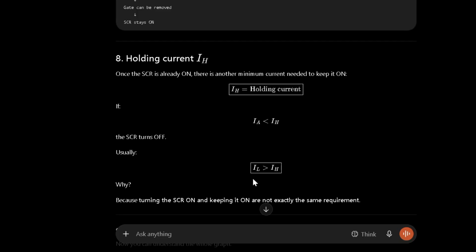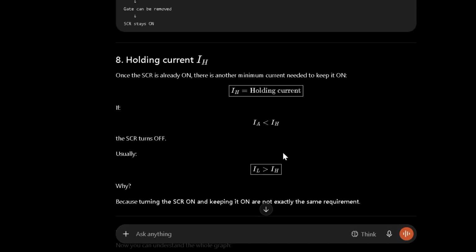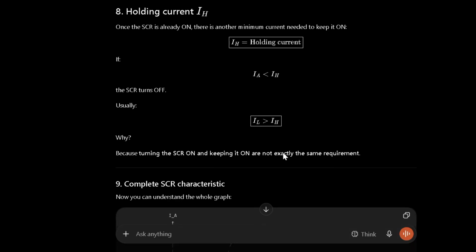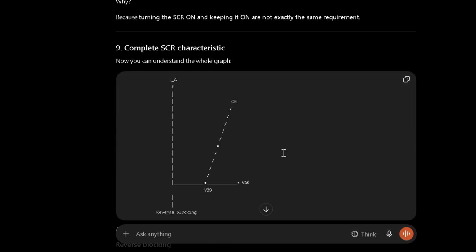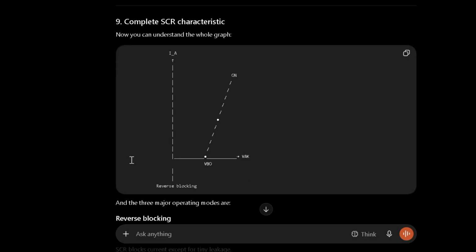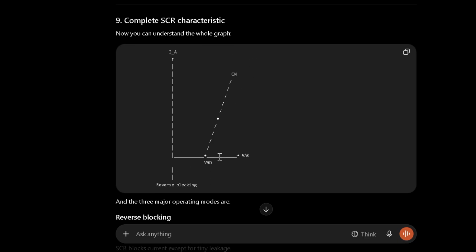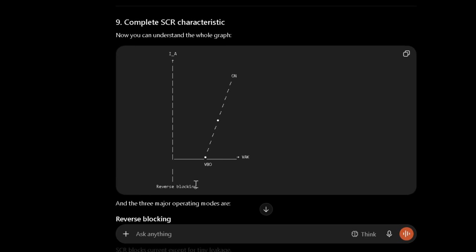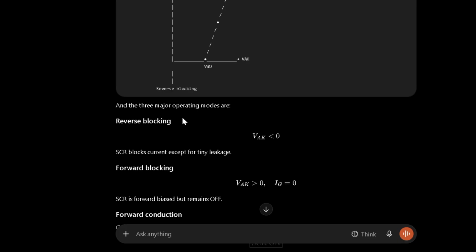Complete SCR characteristics. Now you can understand the whole graph: current and breakover voltage, the on state, and reverse blocking. There are three major operating modes. Reverse blocking: VAK is less than zero. Forward blocking: VAK is greater than zero, IG equals zero, and the SCR in forward bias remains off. Forward conduction: the gate pulse is off.